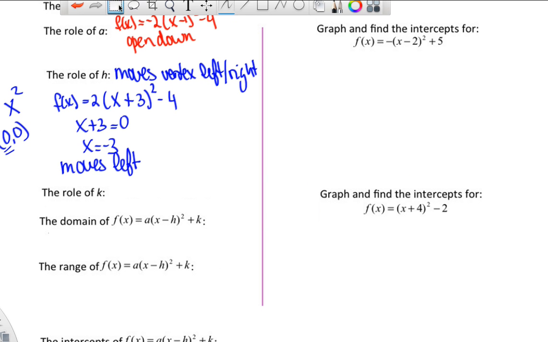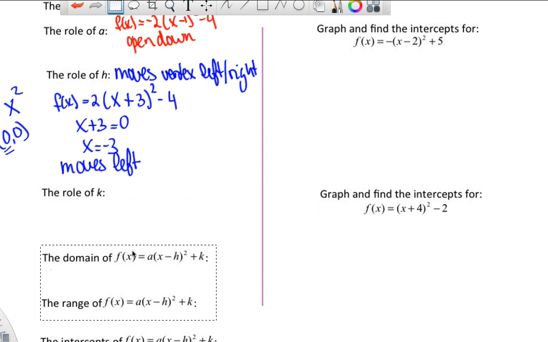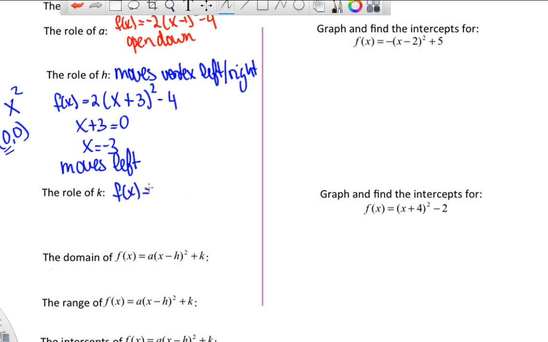Okay, k, on the other hand, does exactly what you think it does. K moves it up or down. So in our example we had minus 4, but if I change this to f of x is equal to 2, and then it was x minus 1 squared, if I make this a plus 2, then that is up 2 units for the vertex. Up 2 units. So the vertex goes up 2 units.